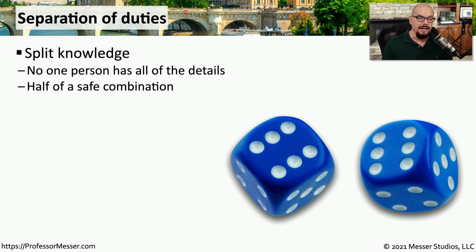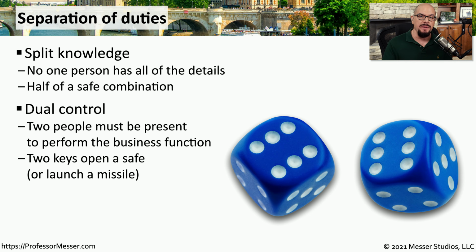Another way to create a layer of defense is to limit what people might know, or limit what a single individual might be able to do. For example, you might want to implement split knowledge on your network, where no single person knows all of the details required to complete a job. You would have multiple people involved, and each person would have their own knowledge of what needs to be done. For example, one person might have half of a safe combination, and the other person might have the other half of the safe combination, and neither person happens to know the complete combination.